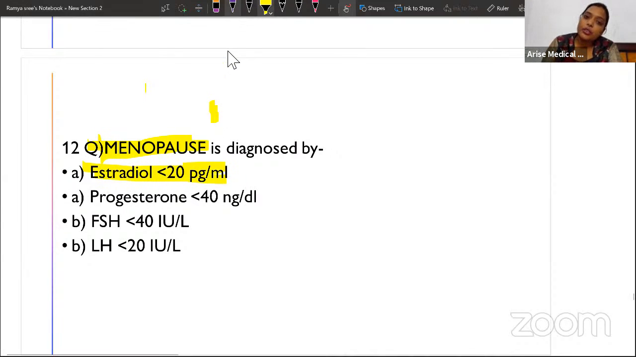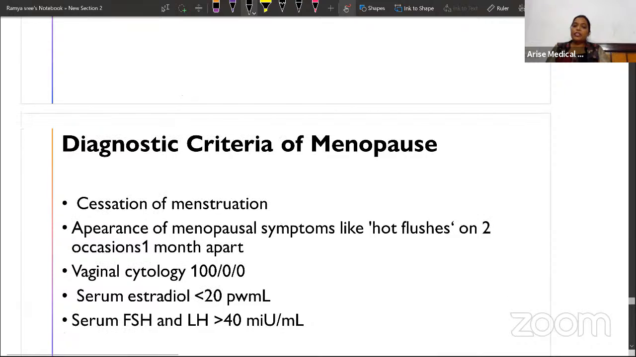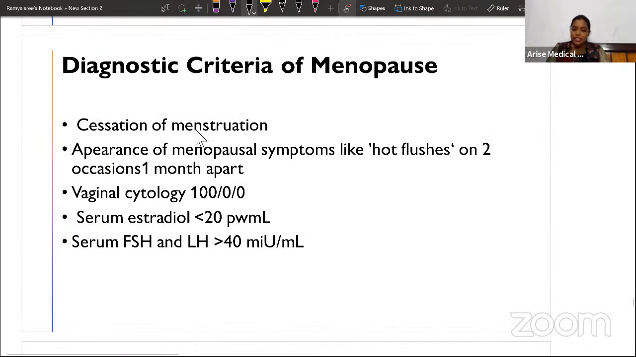And as the estrogen is low, there is no negative feedback on FSH. So you'll have increased levels of FSH. So they have increased levels of FSH and LH. Both FSH and LH should be more than 40 international units per liter. So the diagnostic criteria for menopause is cessation of menstruation, appearance of menopausal symptoms like hot flushes on 2 occasions 1 month apart, suggesting vasomotor symptoms.